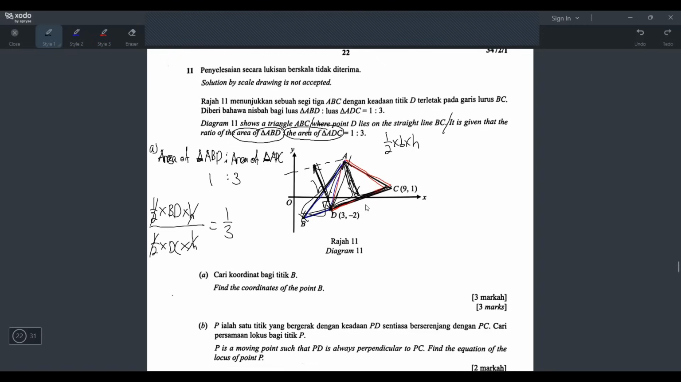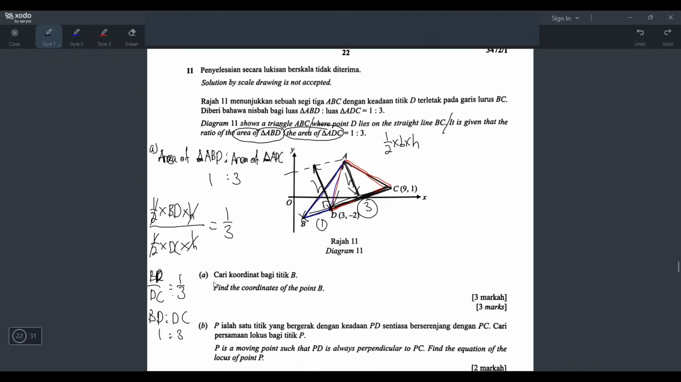It means these two triangles have the same perpendicular height if you take this line as the base. That's why we can take advantage of that. That is why BD over DC is 1 over 3. So BD over DC is 1 over 3. It means BD ratio is 1 and DC ratio is 3. That's what it means, right? Because if you convert this to a ratio, BD over DC means BD to DC is 1 to 3. So that's why it's like this, right?